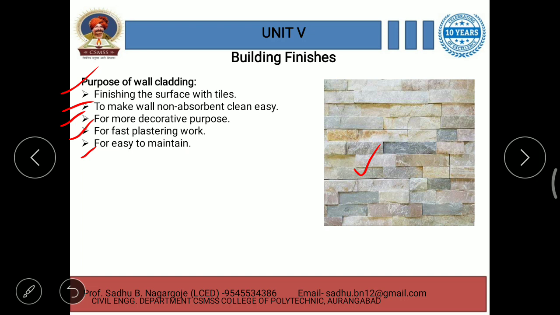So this is all about plastering, types of plastering, defects in plastering, and some advanced and special methods of plastering. This is all for this lecture.